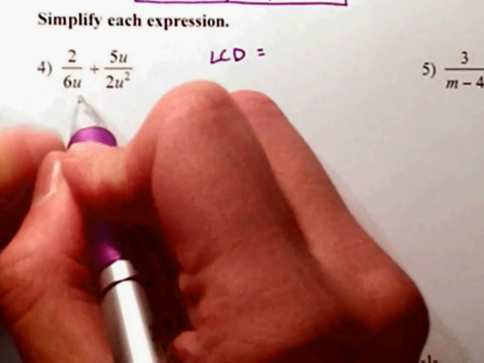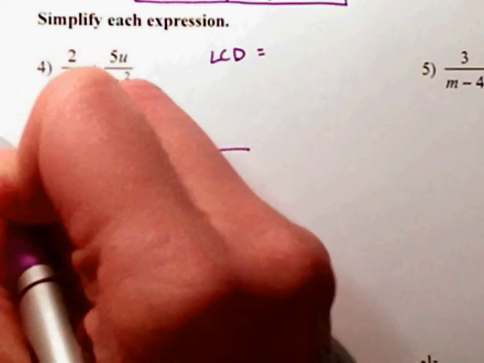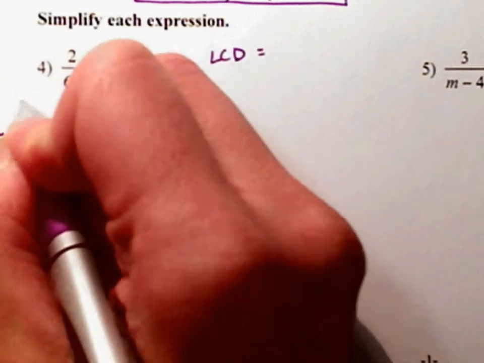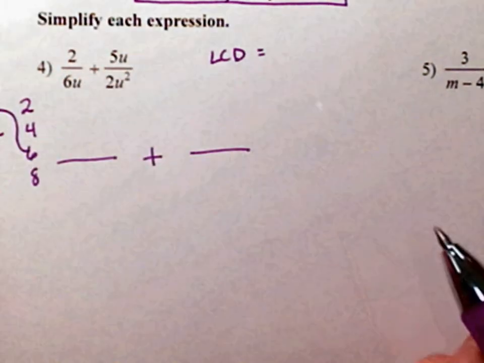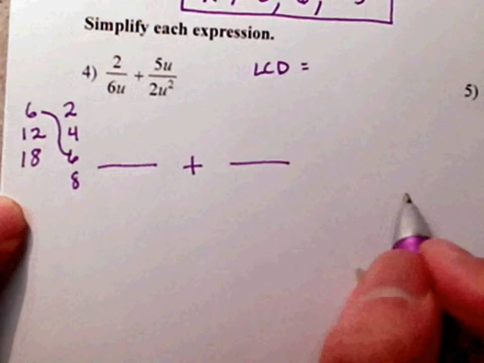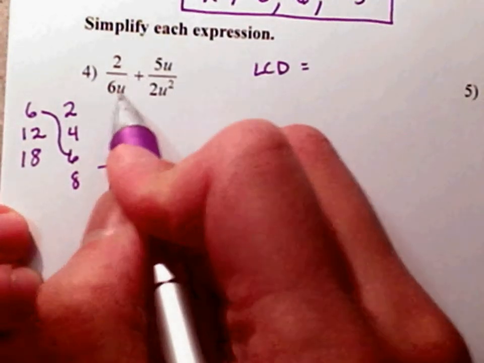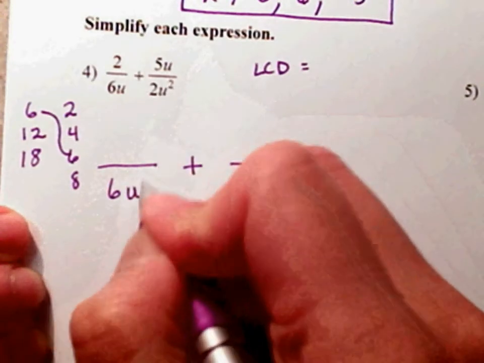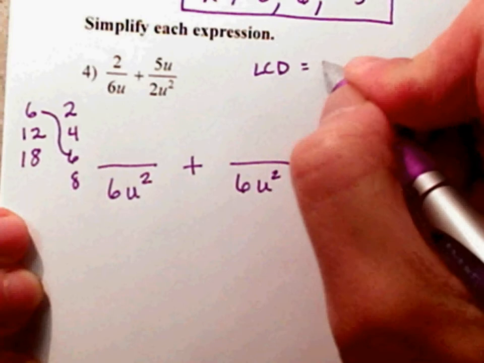Take a look at your 6. Multiples of 6 is 6, 12, 18. 2, 4, 6, 8. Do you see how they have 6 in common? The least number is 6. So 6 goes into both. Look at your u squared. That's the least they have in common. So your LCD is 6u squared.